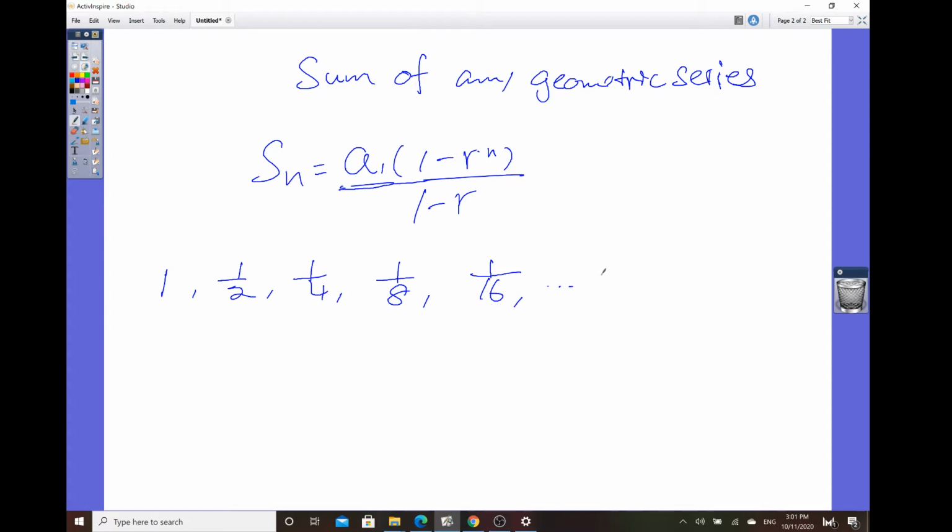And as you can see, these numbers are getting smaller and smaller, and eventually they're getting close to 0. So if you look at the common ratio, the absolute value of the common ratio is less than 1. That means it's considered an infinite geometric series.